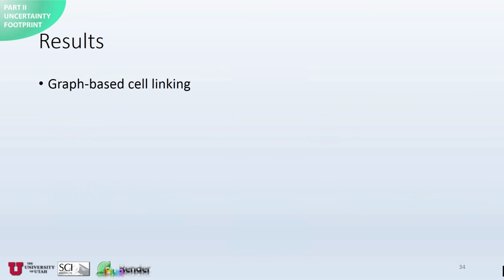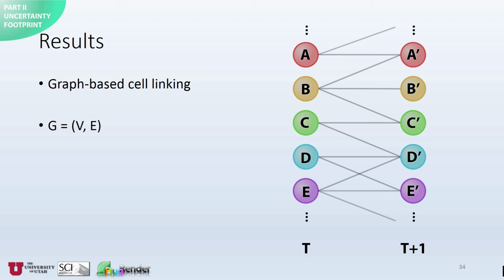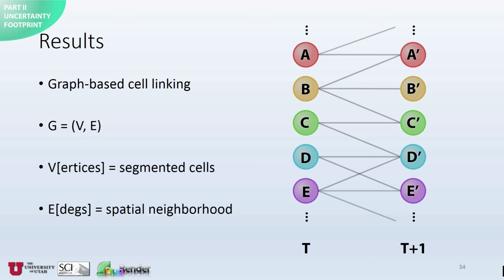After looking at the uncertainty footprint in the EM algorithm, now let's look at how the uncertainty footprint works in our graph matching algorithm. As mentioned earlier, we build an interframe graph to represent the spatial relationships of cells. The graph is composed of its vertices and edges. The vertices, shown as colored circles, represent cells. The edges, shown as lines connecting the cells, represent the spatial neighborhood of cells.